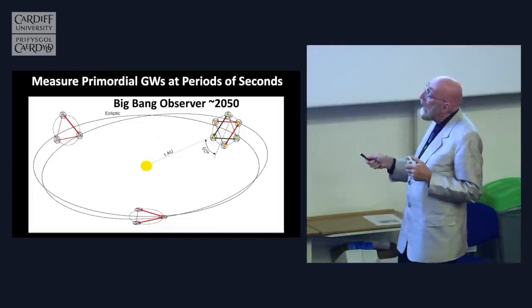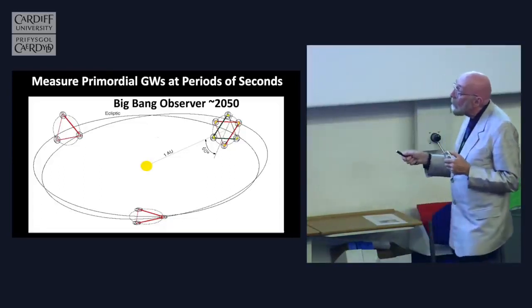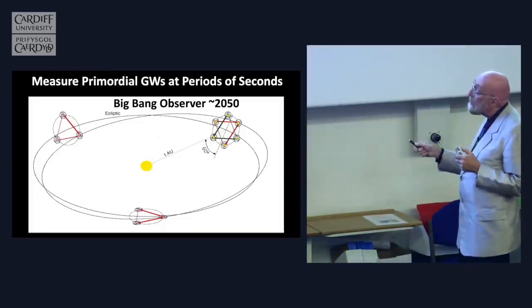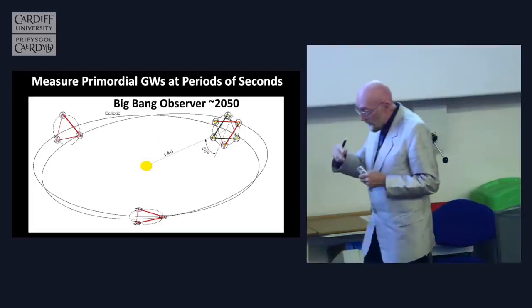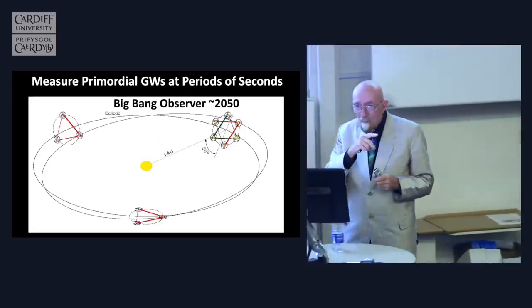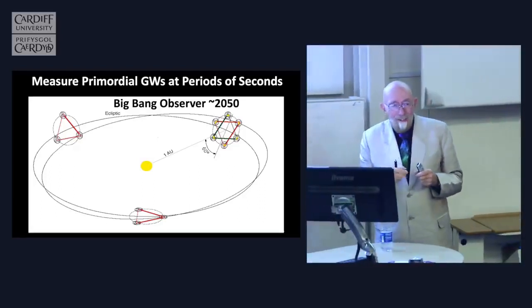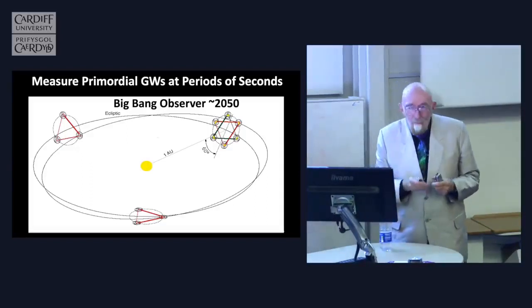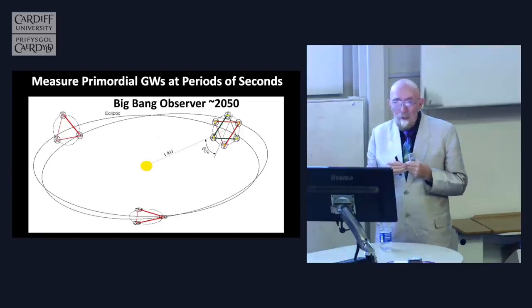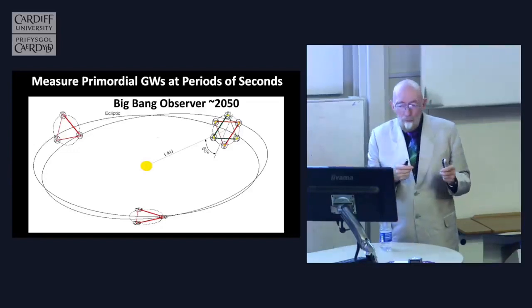And then in the middle of this century, there is likely to be a successor to the LISA mission called the Big Bang Observer, which will see these primordial gravitational waves with periods, instead of hundreds of millions of years, of a few seconds, radically different periods. And again, just from past experience, I'd be surprised if the theorists have it right when they predict what is seen.